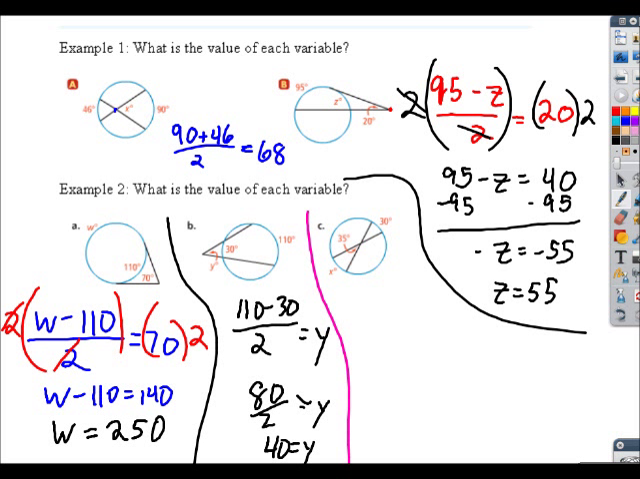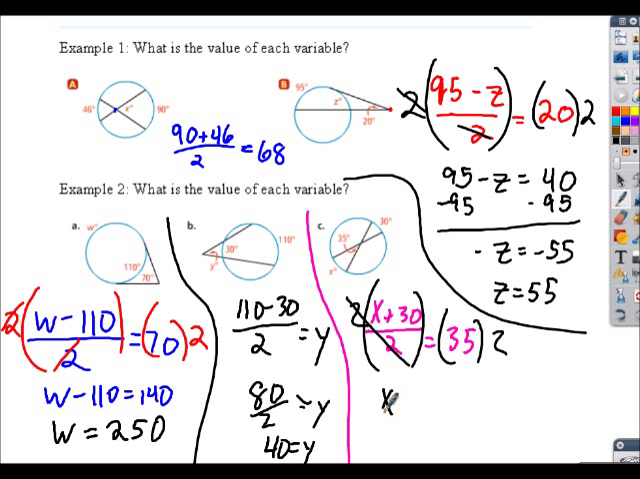And the last one, I'm solving letter part C for letter X. Now they cross on the inside, so I add the two arcs and divide by 2. So I'm going to solve for x here. I have x plus 30 equals 70, so x is equal to 40.